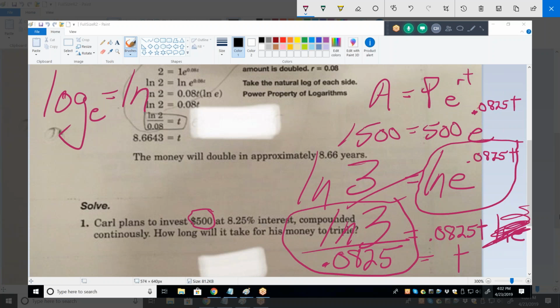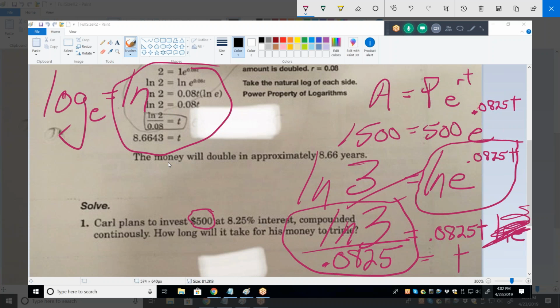This example they're doing up here is exactly the same. They started with A equals P times e to the RT, and they just plugged in different numbers. Their rate was 0.08, but the way they did it was identical to the way I did it.